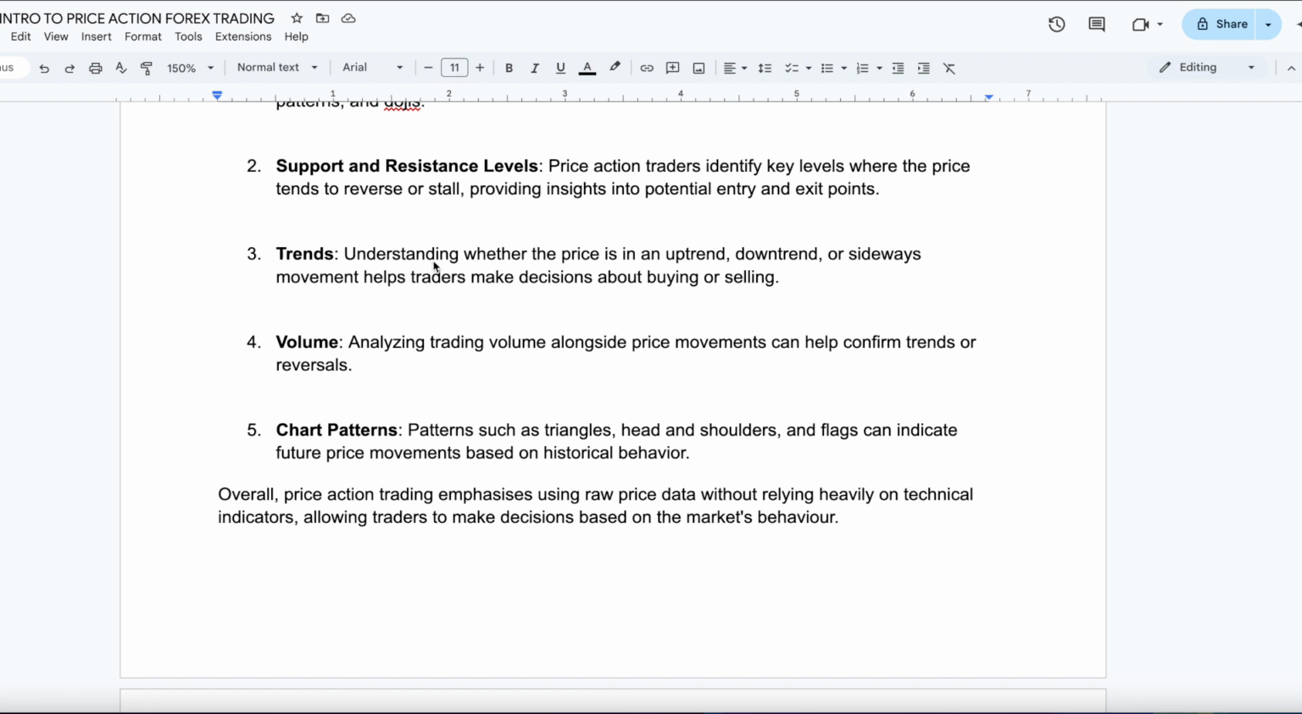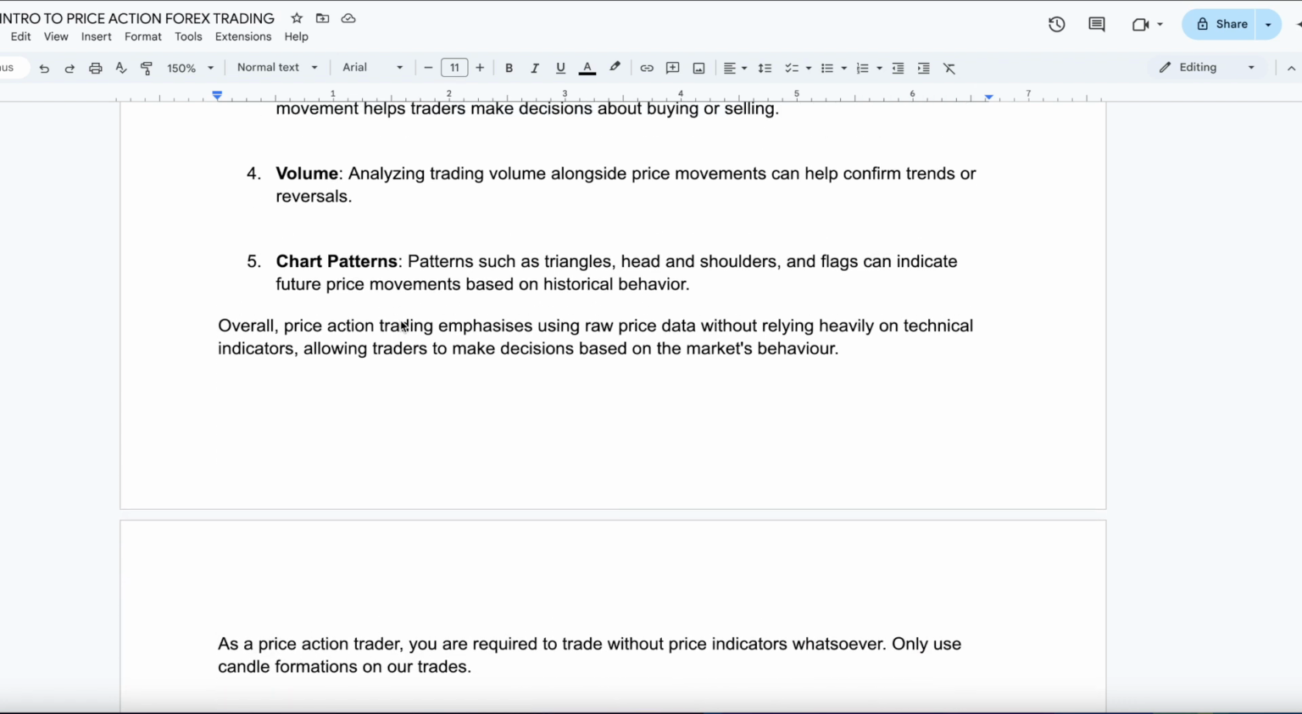Another thing is the trends. Understanding whether the price is in an uptrend or downtrend or sideways movement helps traders make decisions about buying and selling. If the price is going up, then you don't sell. If the price is going down, then you don't buy. So if the price is going up, you buy, and if the price is going down, you sell. And another aspect is the volume. Analyzing trading volume alongside the price movement can help you confirm the trends or the reversals.